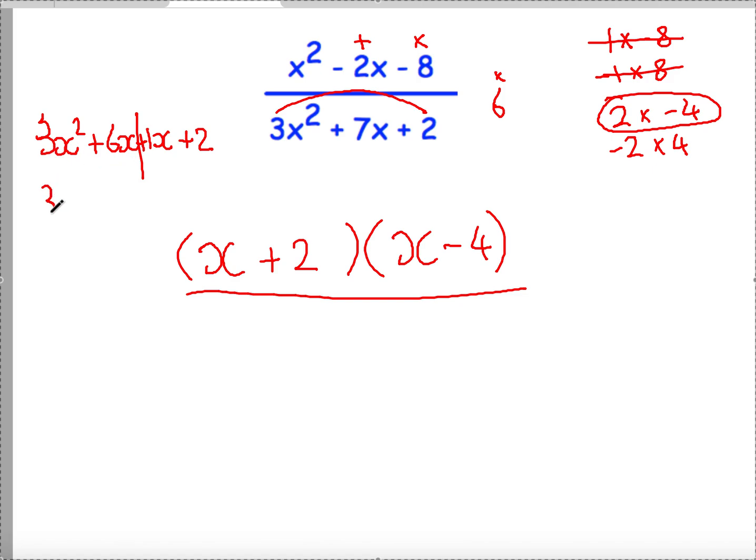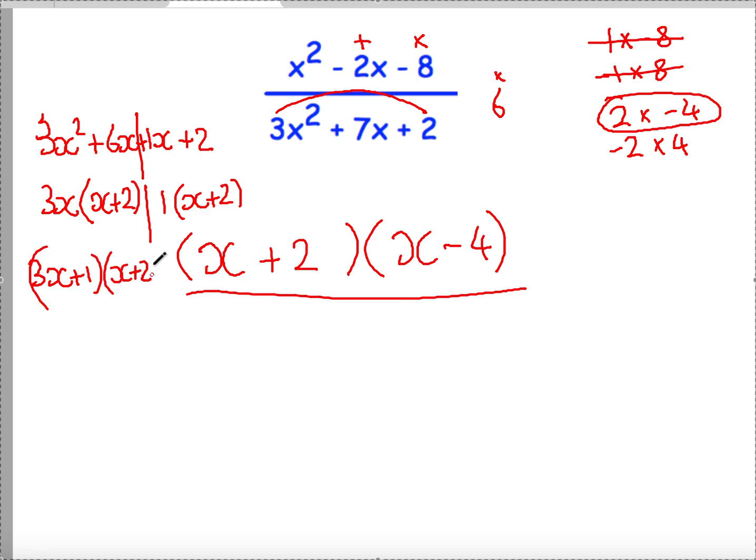So that front bit is going to be 3x bracket x plus 2. And then hopefully on this side we'll also be getting x plus 2. And then we can take 1 out of these, bracket x plus 2. So that's definitely going to work. And then our brackets are going to be 3x plus 1, bracket x plus 2. Hopefully this should be a big sigh of relief because we can see we've got x plus 2 there, we've got x plus 2 there.